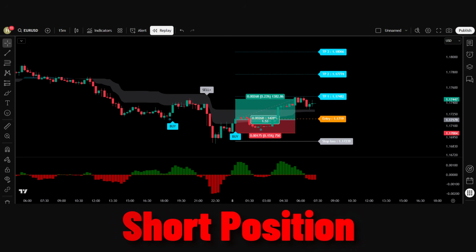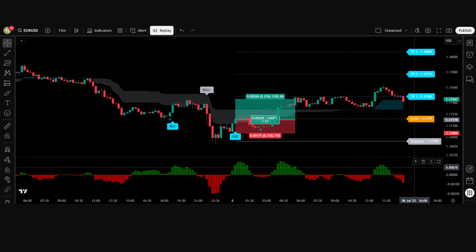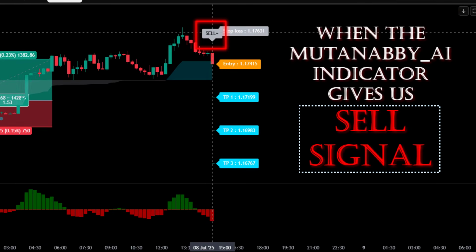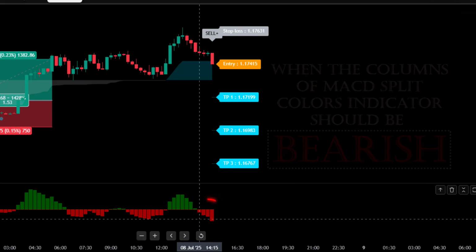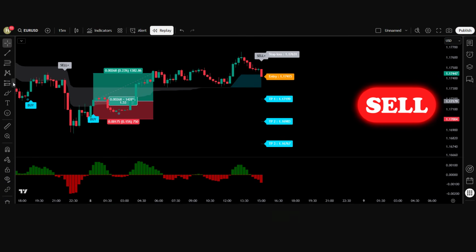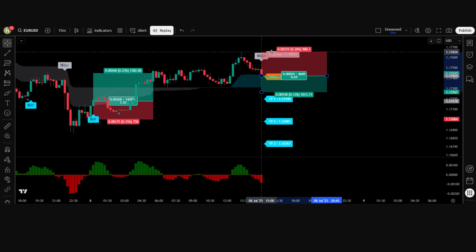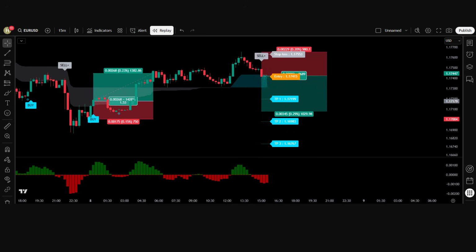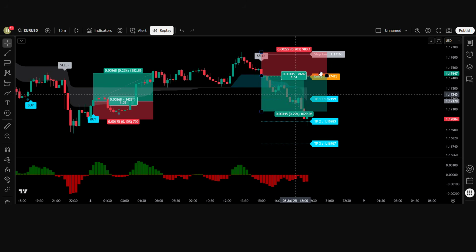Now let us understand the short position. When the AI indicator gives us a sell signal, when the market has formed a bearish candle, and when the columns of the MACD split colors indicator are bearish, if this condition is fulfilled, then we will place a sell order. Our stop loss will be placed at the current market's higher level, and the risk to reward ratio will be 1:1.5. The market has completely hit the target.